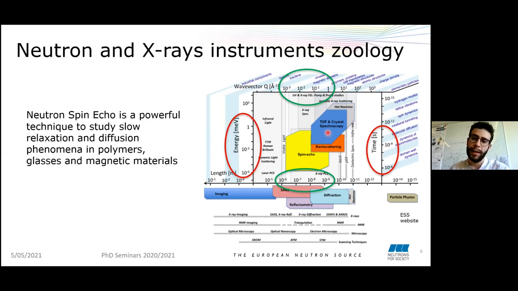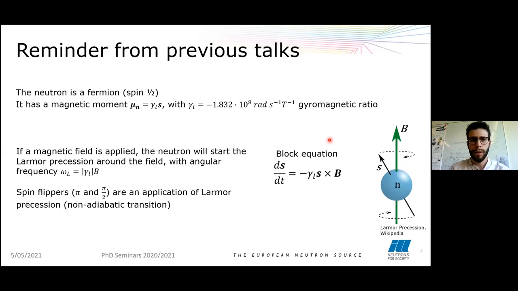While to reach high energy resolution in the other instruments, we need to select neutrons and therefore reduce the beam intensity. Here, I briefly remind the Larmor precession, because the neutron spin echo is based a lot on that.